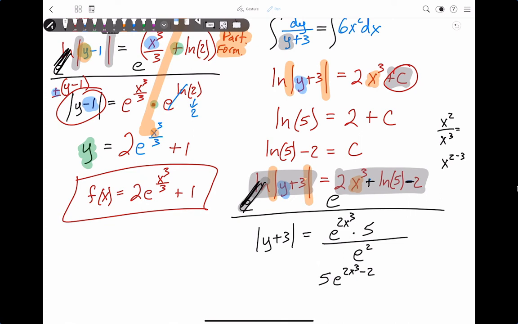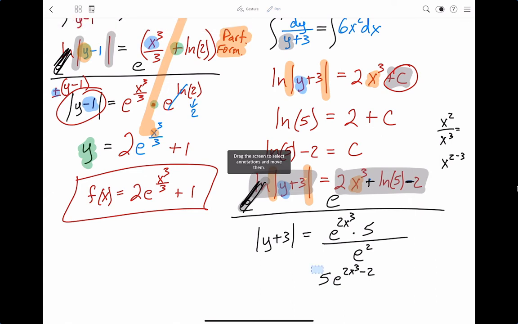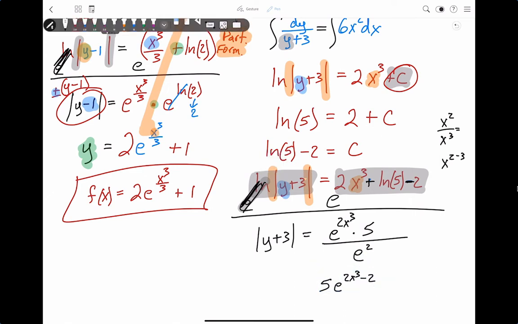So either way, whether you subtract it or not, I'm going to go ahead and leave it in the power so that now I'm going to be working with this absolute value piece and see, is it the positive or is it the negative piece? All right, so here we go.